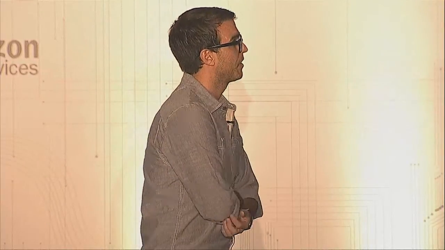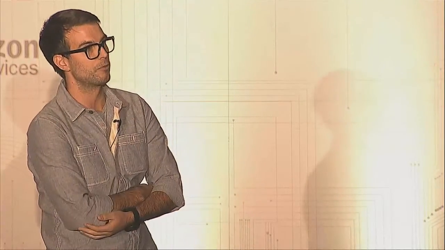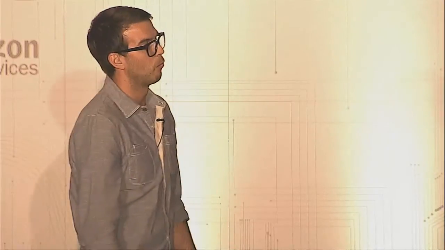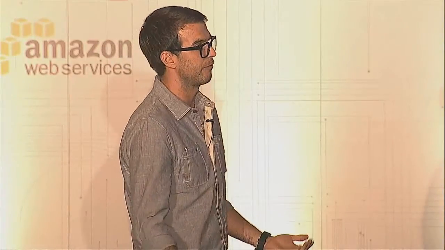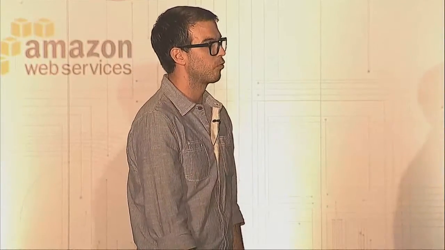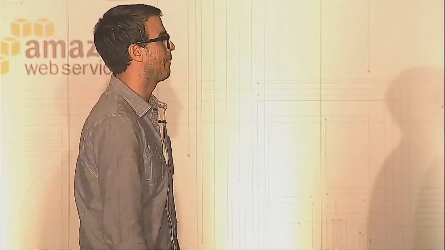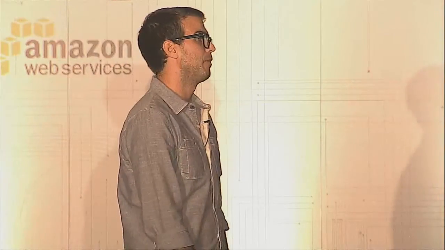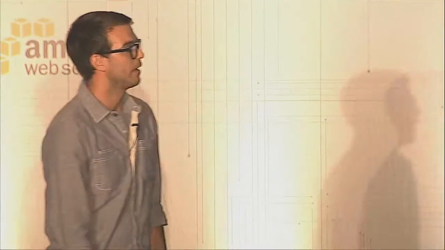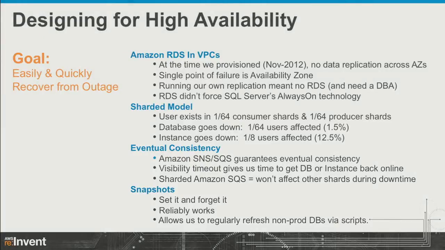Sharded model. So a user exists in one of 64 consumer shards and one of 64 producer shards. If we lose a shard, only about 1.5% of users are affected. If we lose a database, only 1.5% of users are affected. If we lose an actual instance, we affect about 12.5% of users until we can bring that back online. For eventual consistency, again, we're using SNS and SQS visibility timeout, or message visibility timeout. It gives us the ability to get that database back online without losing that message. And we sharded the SQS queues so that if there's an instance down or there's any sort of backup, it only affects 1/8 of our entire environment.